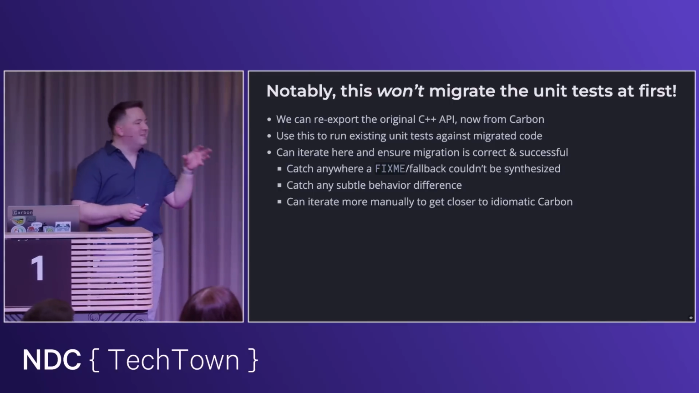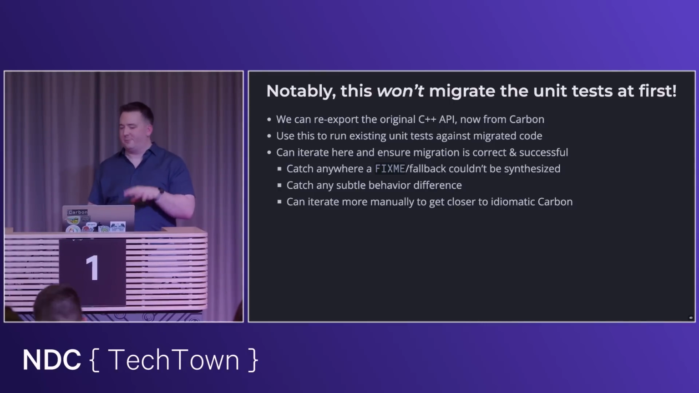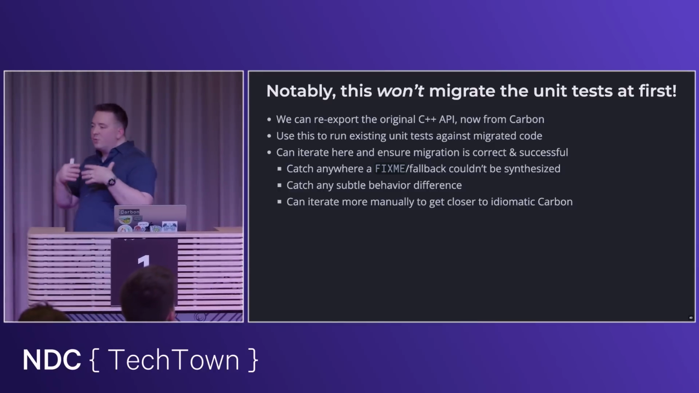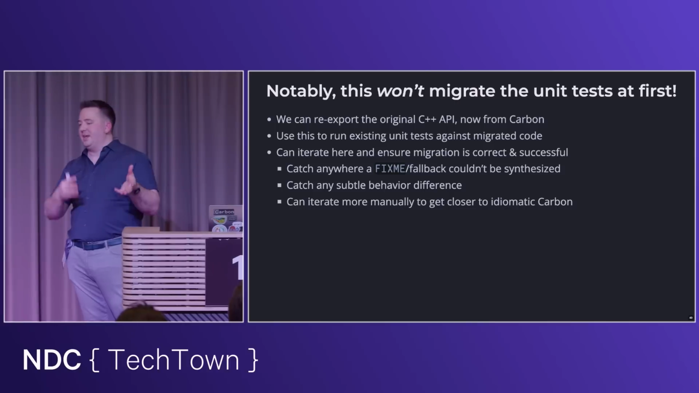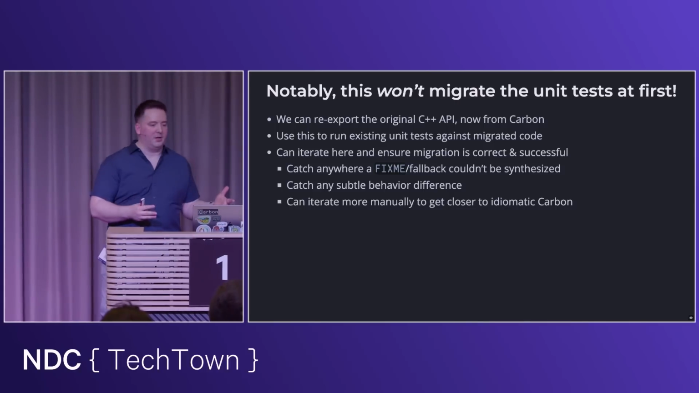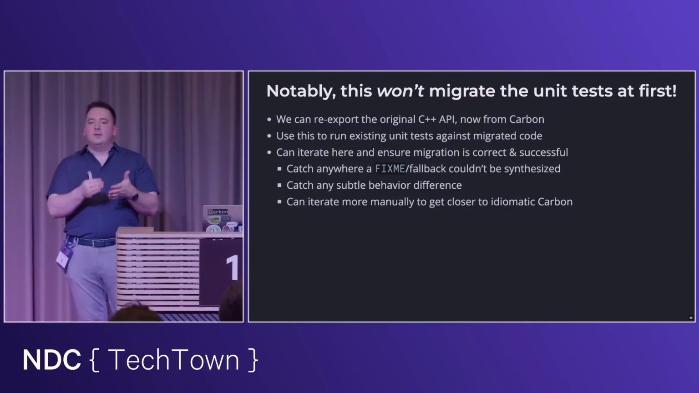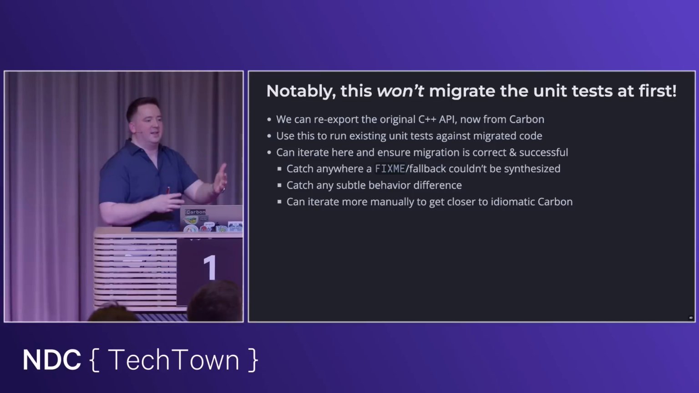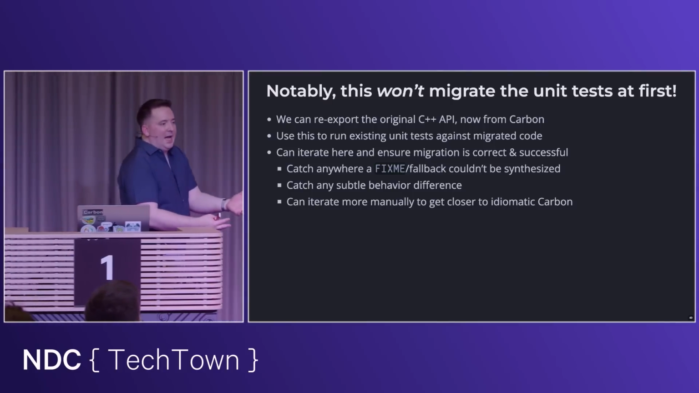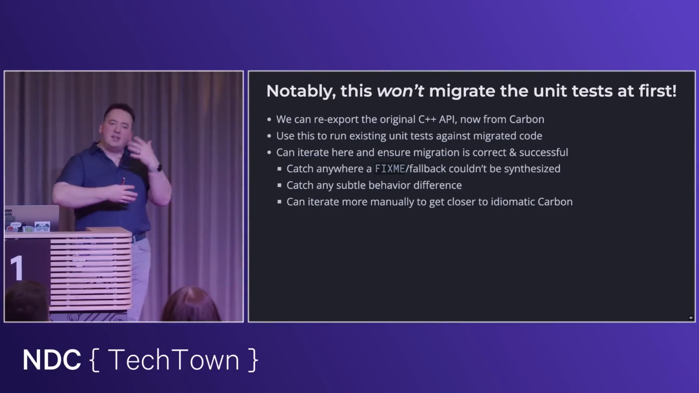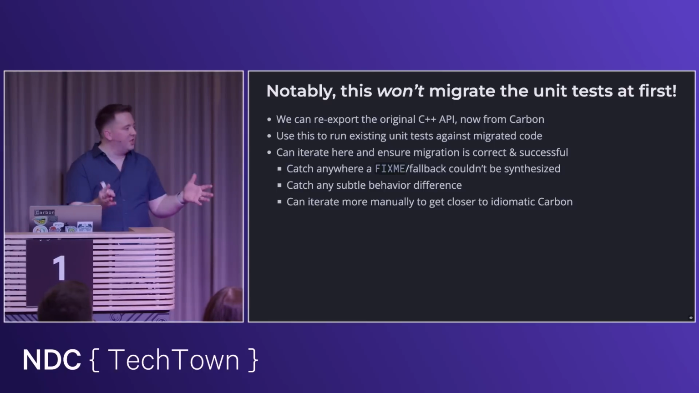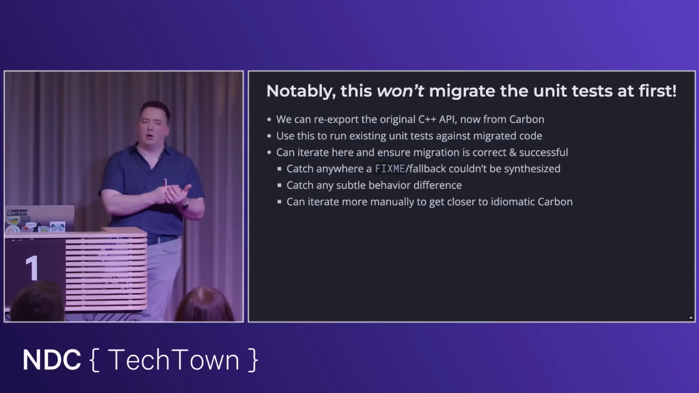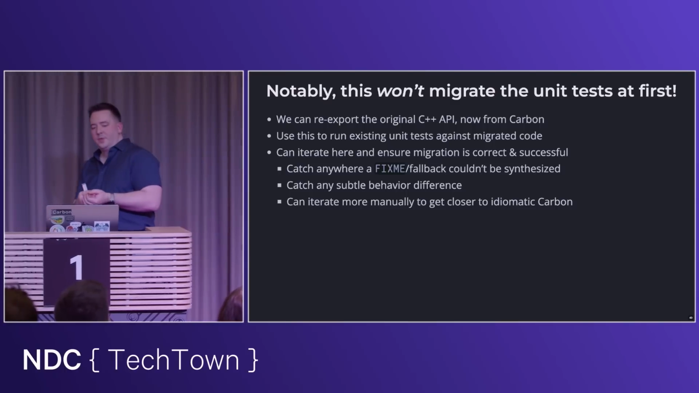Now, notably, that's not going to move the unit tests at first, and that's a really exciting thing, because with Carbon, we can re-export that C++ API that we just migrated, now from Carbon, and we can run the existing C++ unit tests against it and make sure that the migration didn't change anything, didn't break anything, that we actually got it right. And if there were problems with it, you can iterate there with your unchanged unit tests. You know that you didn't break the unit tests. You can iterate until you're really happy with the Carbon code that came out of that migration, right?